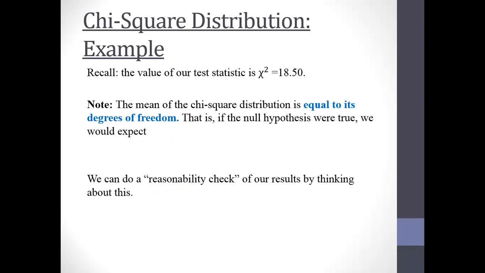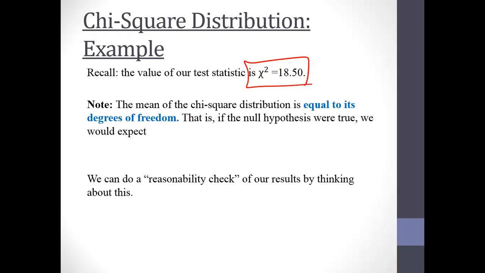And remember that our chi-square statistic we found was 18.5. So we let technology do all that work for us, and we have the final result that's our test statistic. A note here is that the mean of a chi-square distribution is equal to its degrees of freedom. For the z distribution and the t distribution, the mean was always 0. It was symmetric, centered right at 0. So there's a slight difference now here.